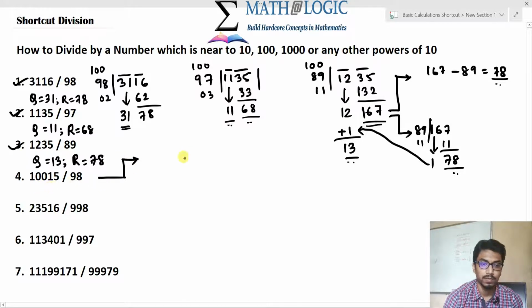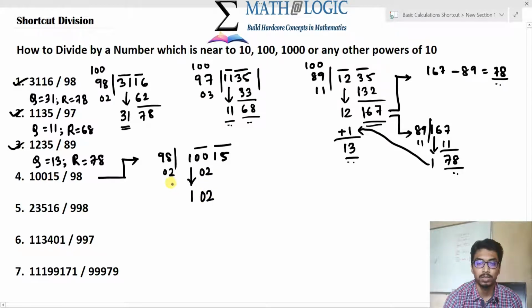98 divides 10015. It is also near to 100, less than 02. Okay, so this is one pair, this is another pair, and this is 01, let's say. So this first digit is dropped as it is. 1 multiplied by 02 is 02. It is added, so it is 02.